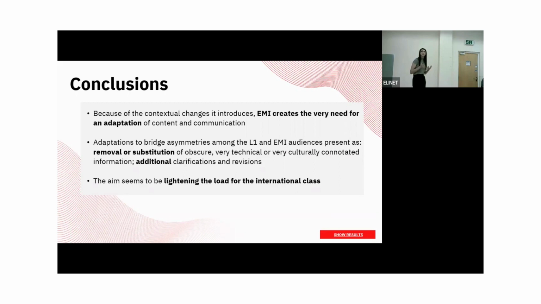Adaptations typically function to bridge asymmetries among the L1 and the EMI audiences, and they can present as removal or substitution of obscure, very technical or very culturally connotated information, but it can also present as additional clarifications and revisions. Overall, the general trend seemed to be the lightening of the loads for the international class.